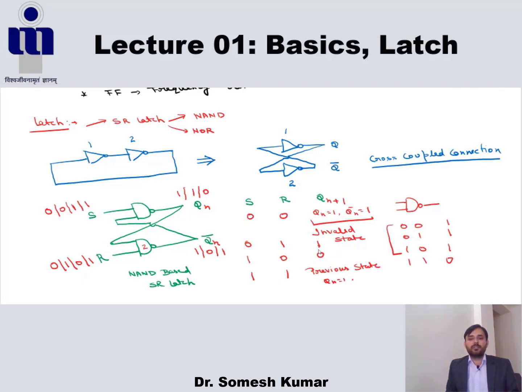Previous state means Qn is 1, Qn bar may be 0, and this Qn should be 0; here Qn bar should be 1, fine. So here is one question: what happens if the previous state is an invalid state, meaning both are 1? In that case, our output depends on the propagation delay of these two gates, fine.